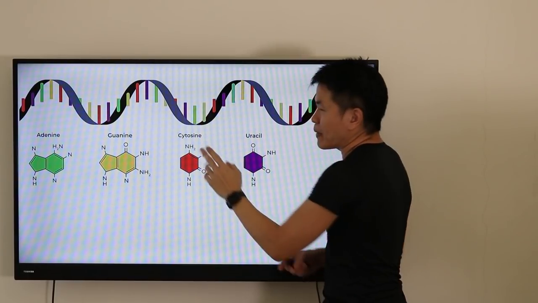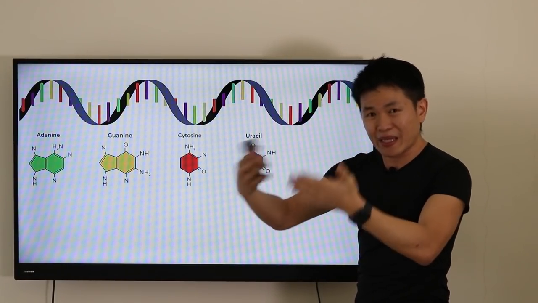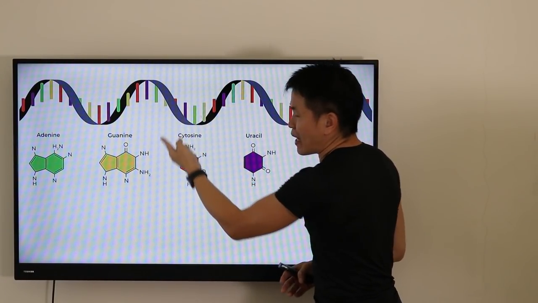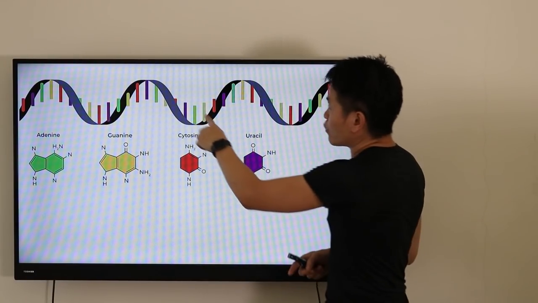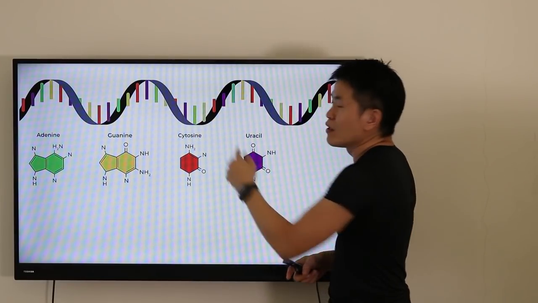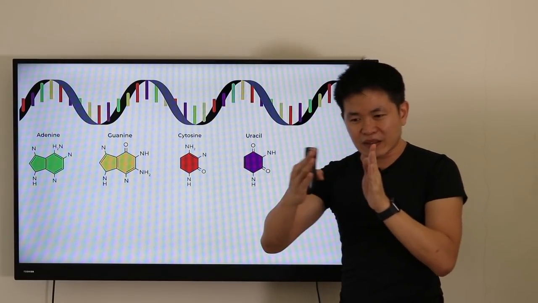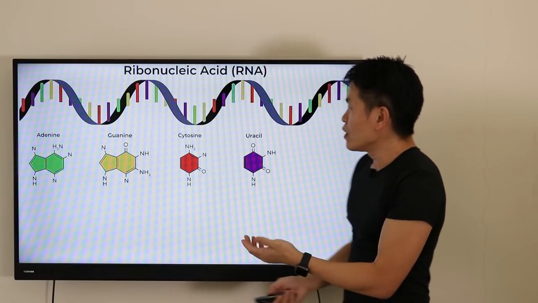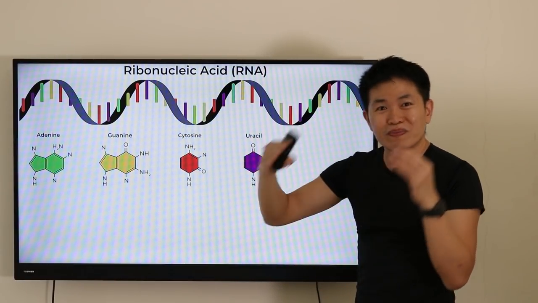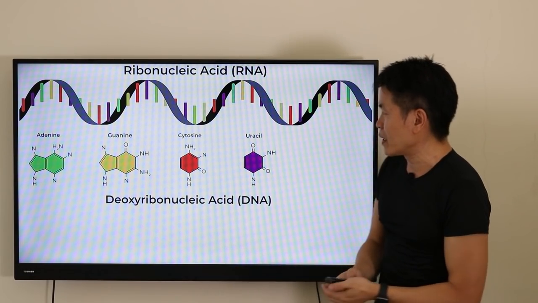If anything happens during the duplication or replication process, and one code is missed out, we call it a deletion, or it is replaced, like the green one replaced with the red one. So the whole code will change, and then the property of the protein produced will change as well. So mutation is a change of the arrangement of this code.